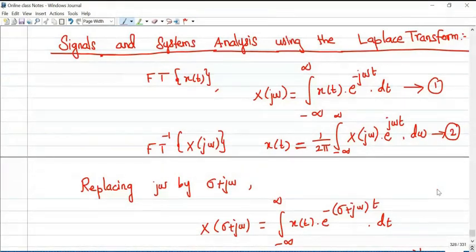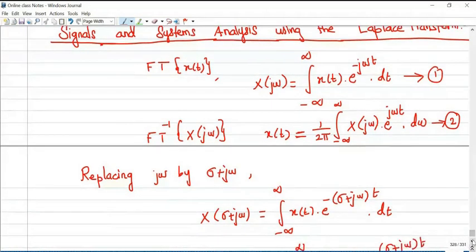Right. The Fourier transform we completed in the last class. The next topic is signals and system analysis using Laplace transform. The Fourier transform formula is X of j omega equals integration from minus infinity to infinity of x of t e power minus j omega t dt. And there is also the inverse Fourier transform formula.